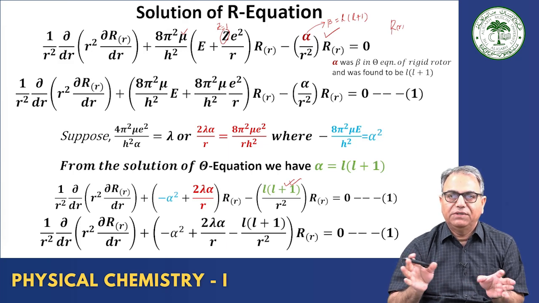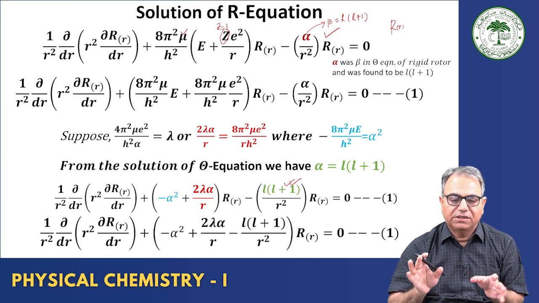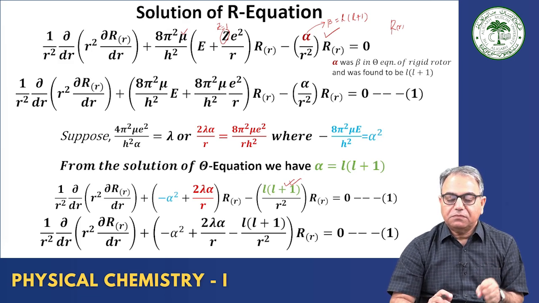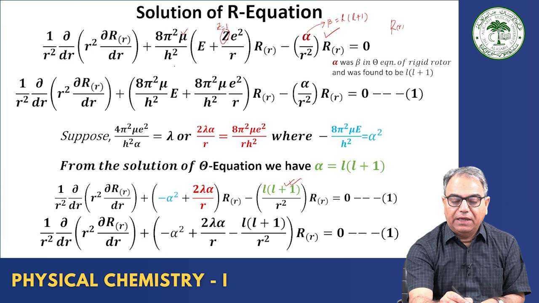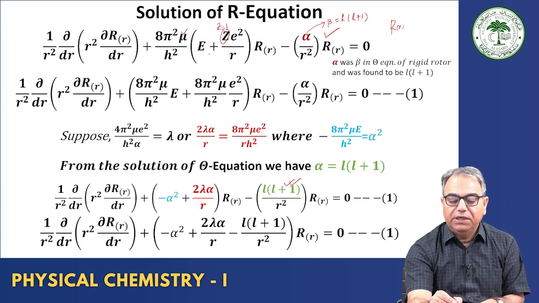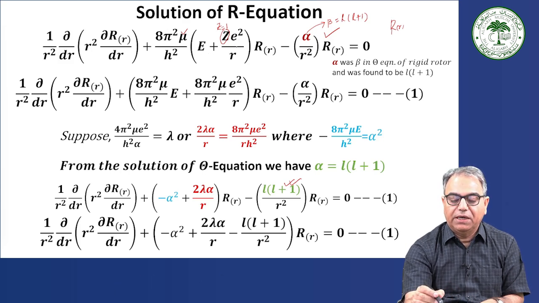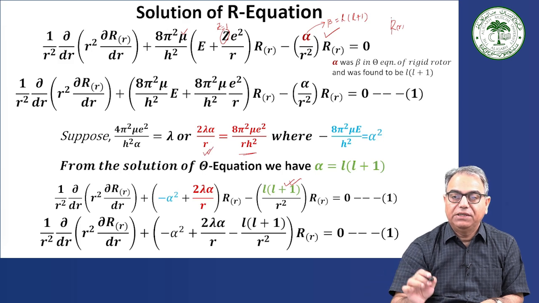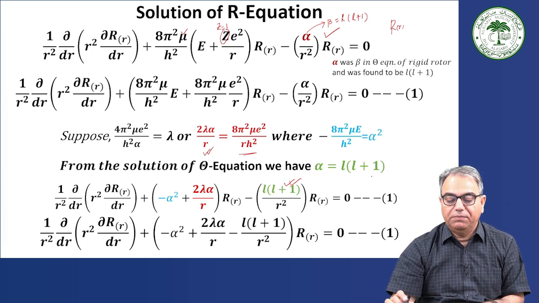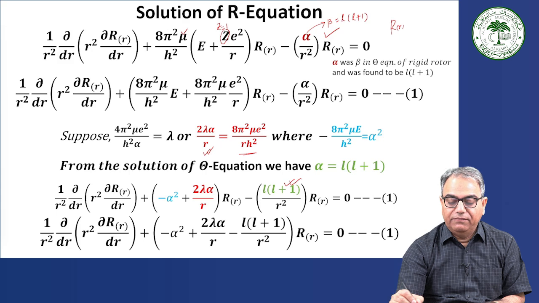Then we solved the theta equation and phi equation, which is already in the previous module, you can go and see. Here I just multiplied 8 pi square mu by h square with E, and with e square by r, so 8 pi square mu by h square, e square by r into R. Now I have taken 8 pi square mu e square by r h square as 2 lambda alpha divided by r. This alpha and the other alpha are different, so I have replaced it with L into L plus 1.